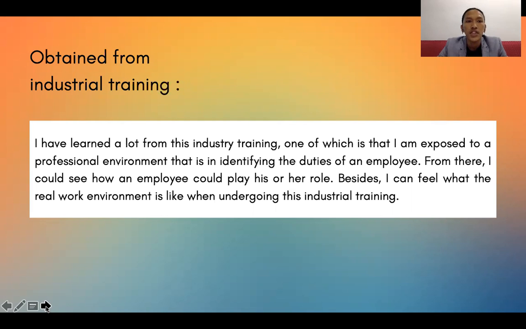Knowledge obtained from industrial training. I have learned a lot from this industrial training, one of which is that I was exposed to a professional environment, that is, in identifying the duties of an employee. From there, I could see how an employee plays his or her role. Besides, I can feel what the real work environment is like when undergoing this industrial training.